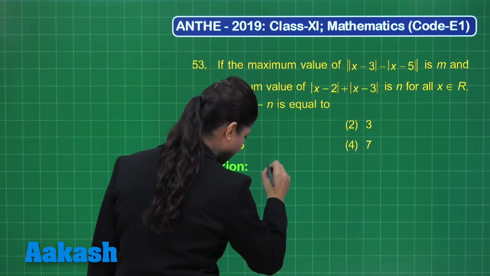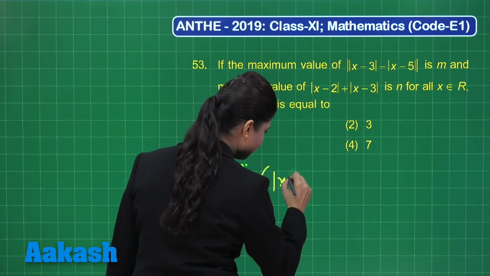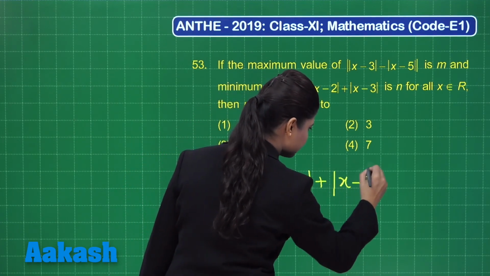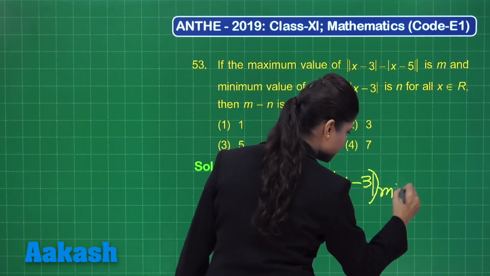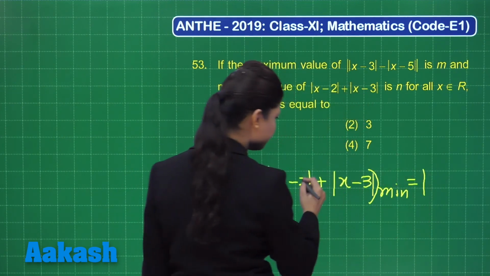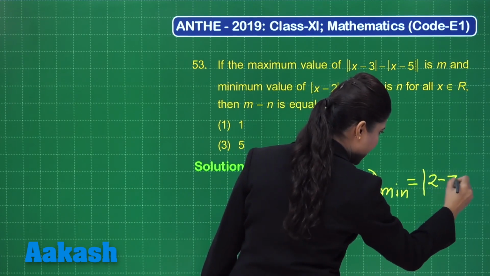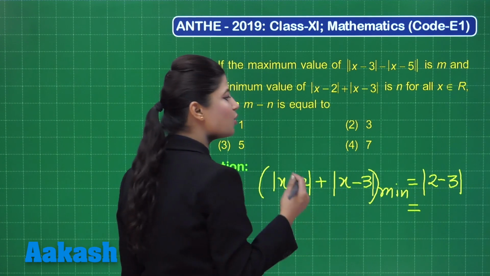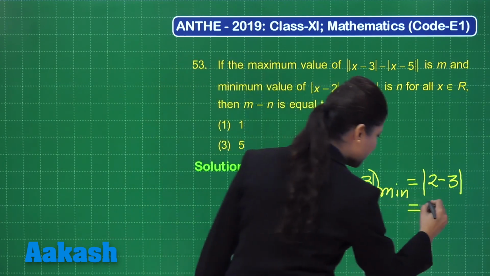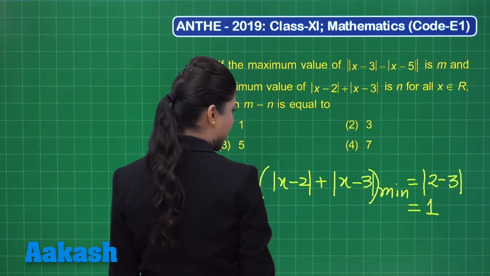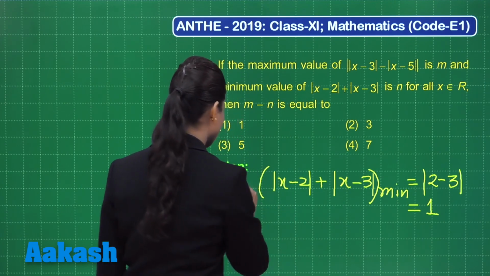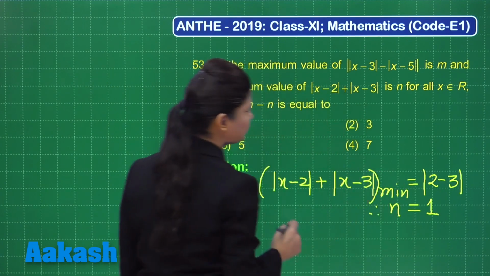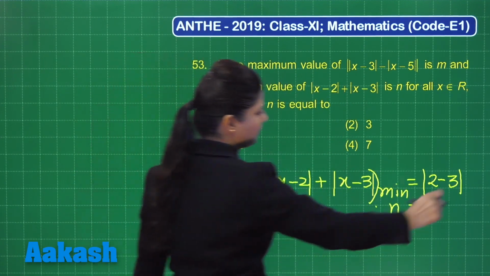So if I want to obtain the minimum value of mod of x minus 2 plus mod of x minus 3, here the minimum value of this will be given by mod of 2 minus 3, and mod of 2 minus 3 is equal to 1, because this is resulting mod of minus 1, which is equal to 1 itself. Therefore, I get here the value of n equal to 1. So I could state here n is equal to 1. Now proceeding further, let's obtain m.